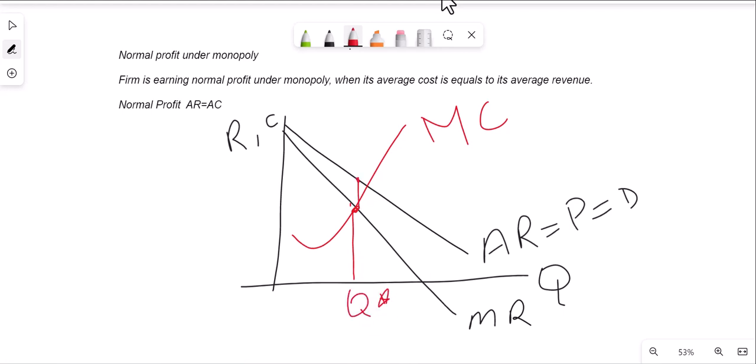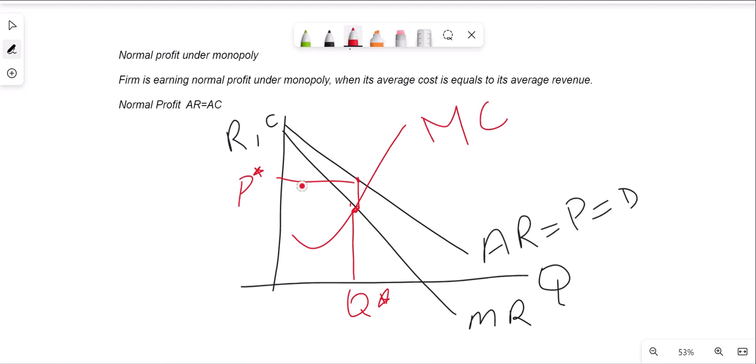And if we join this equilibrium with the price line, it will give us the price for the output which we are producing at the moment. So now we have our output, or optimum level of output.